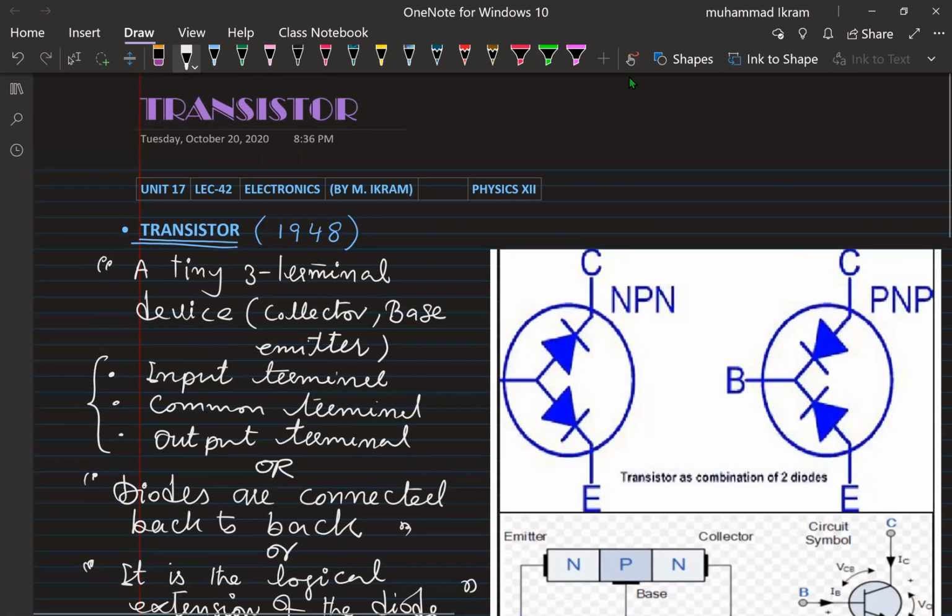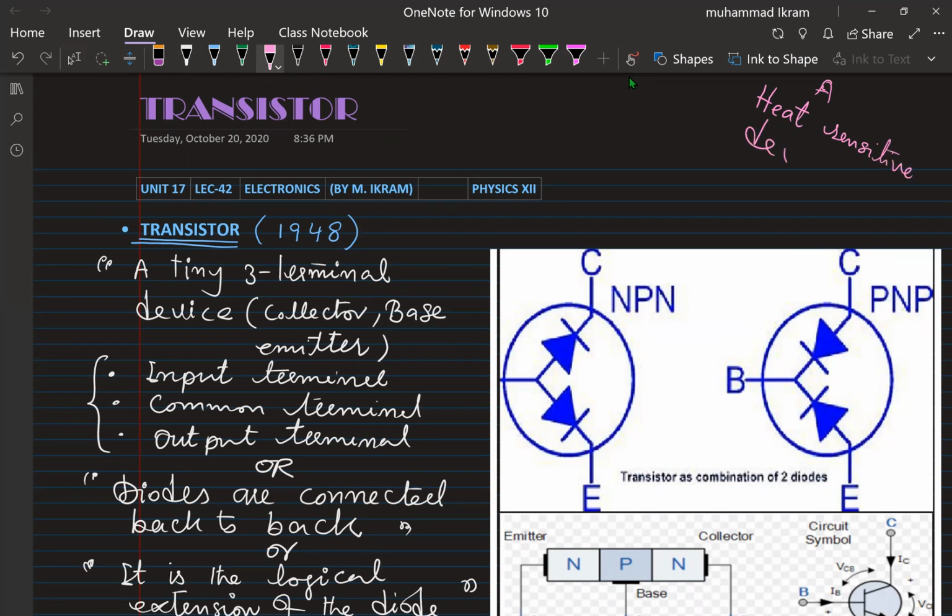There is one drawback of the transistor, which I would like to tell you right in the beginning. Besides all of its wonders, the transistor is a heat sensitive device. This is one of the drawbacks: a little increase in temperature may burn the entire device within a fraction of a second. So care must be taken to keep it cool during its working.